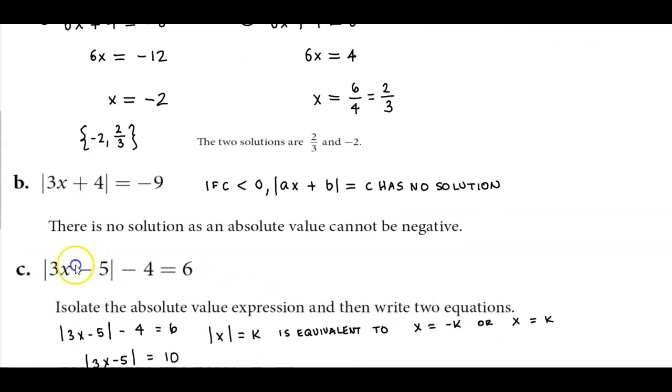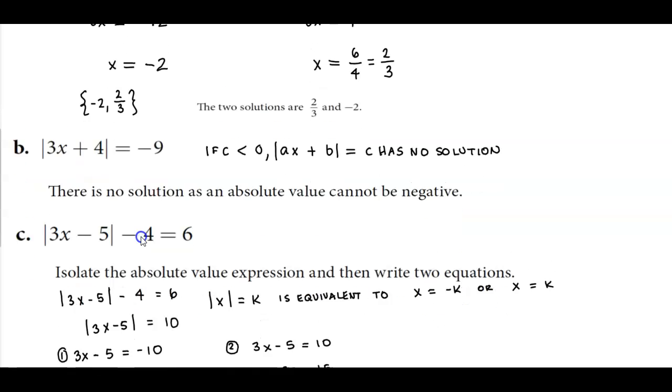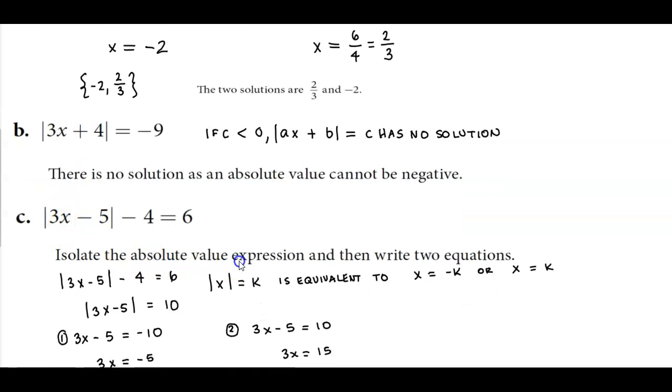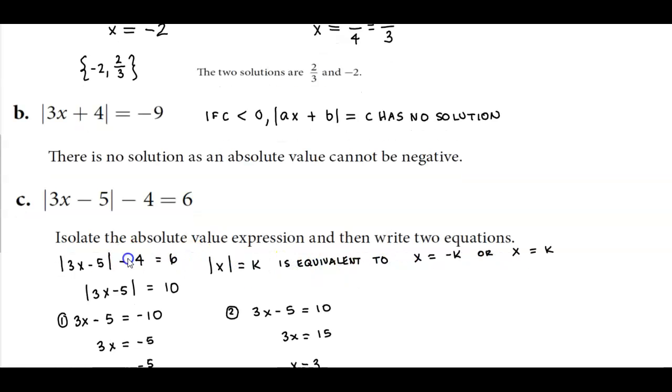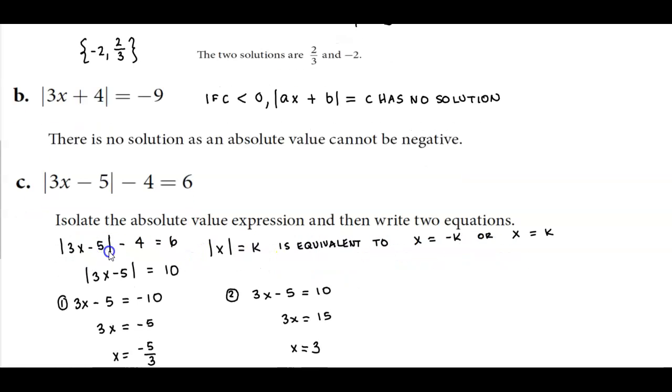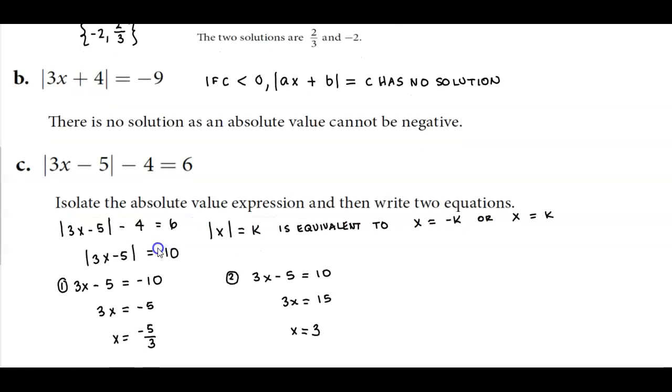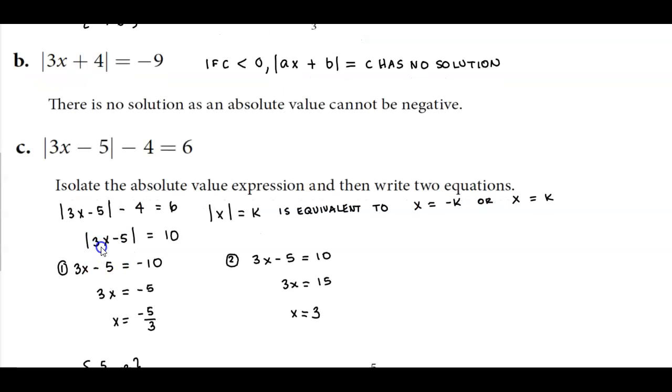Part C, we have the absolute value of 3x minus 5, minus 4 equals 6. In this scenario, what we want to do is isolate the absolute value expression and then write the two equations. First thing we need to do is add 4 to both sides to isolate the absolute value. So we have the absolute value of 3x minus 5, which is equal to 10.